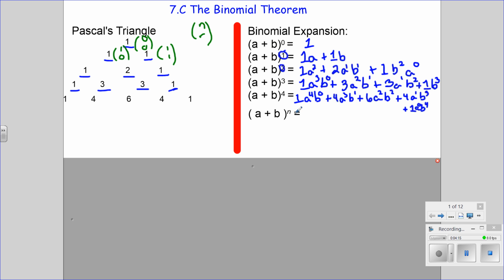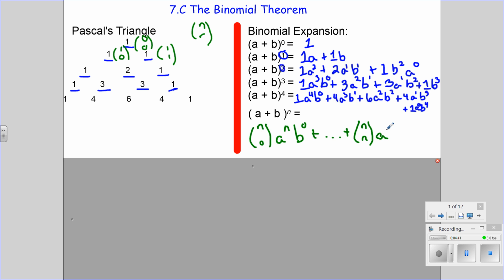So if we were to expand a plus b to the nth power, we would start off with n choose 0. We'd have our term a raised to the nth power, and b would be to the 0 power. And this would wind up continuing until we wind up with n choose n.